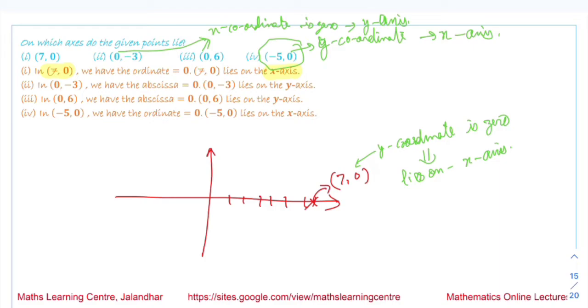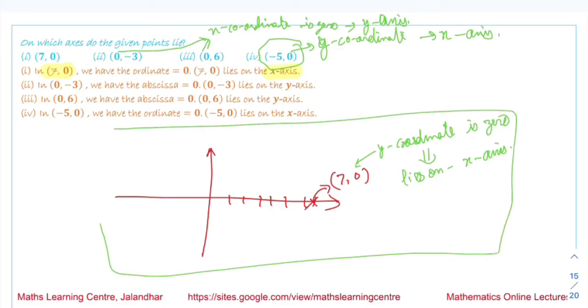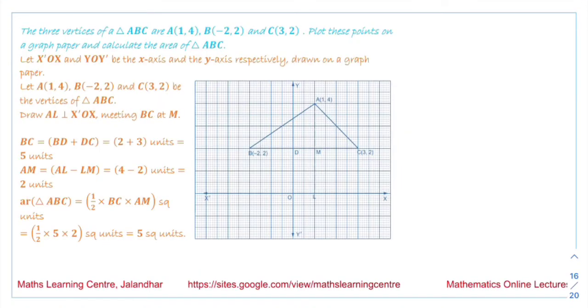If you still have confusion, you can draw the coordinate plane and try to draw those points to find on which axis the point is lying. Now in the next question, we are told that the vertices of a triangle ABC are given: A is 1 comma 4, B is minus 2 comma 2 and C is 3 comma 2, and we are being asked to plot these points.